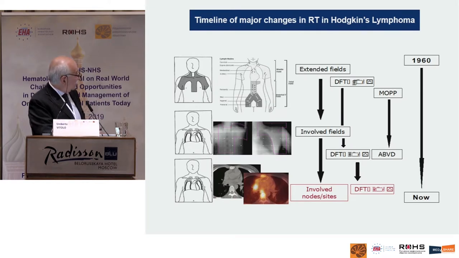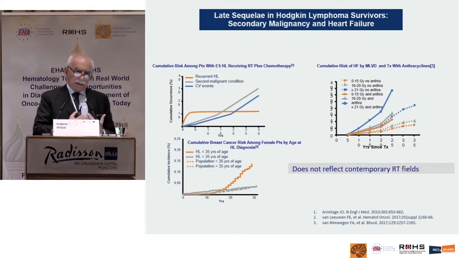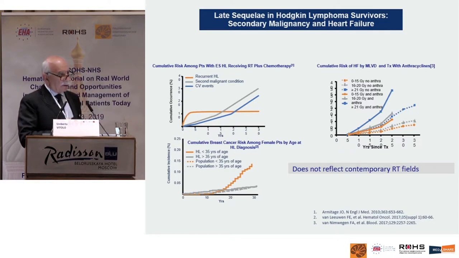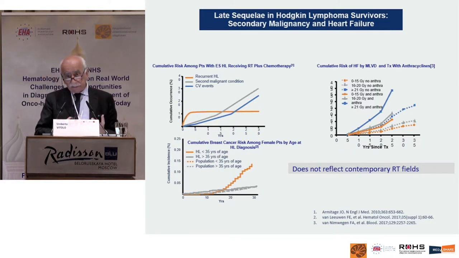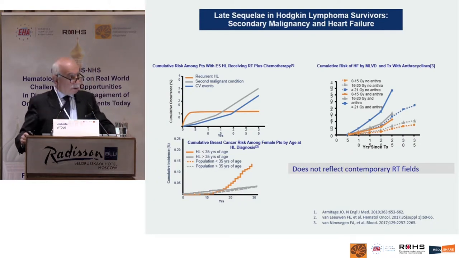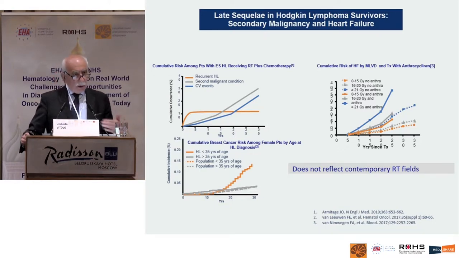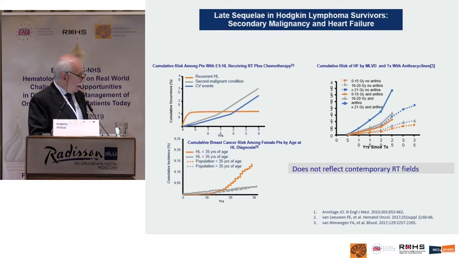Why is this changing? Because there is an important point in the treatment of Hodgkin lymphoma: we have to consider the late sequelae, the late effects in Hodgkin lymphoma patients. We know that the vast majority of our patients survive, and they have to face a normal life for many years, considering that the vast majority of the patients are young, so the late side effects of the treatment are an important point.